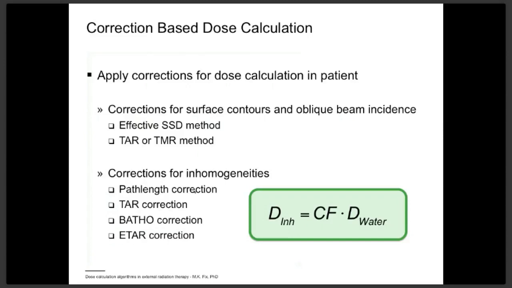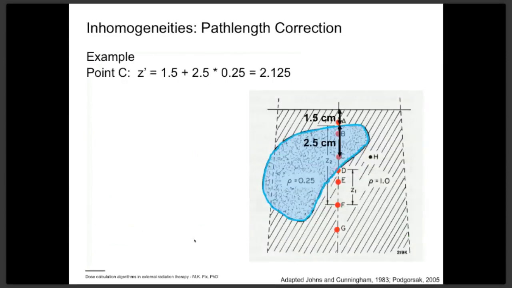And there you can have the path length correction method, tissue air ratio correction. Many might know the Batho correction or the equivalent tissue air ratio correction. I go quickly through those four. The first, I made an example. We have here at the point C, which is 1.5 centimeter until the inhomogeneity begins. We have 2.5 centimeter within the inhomogeneity, and the depth Z prime is now weighted with the density. So the first part is unaffected because the density is 1, and then it's 2.5 centimeter times the low density, which gives a value of 2.125.